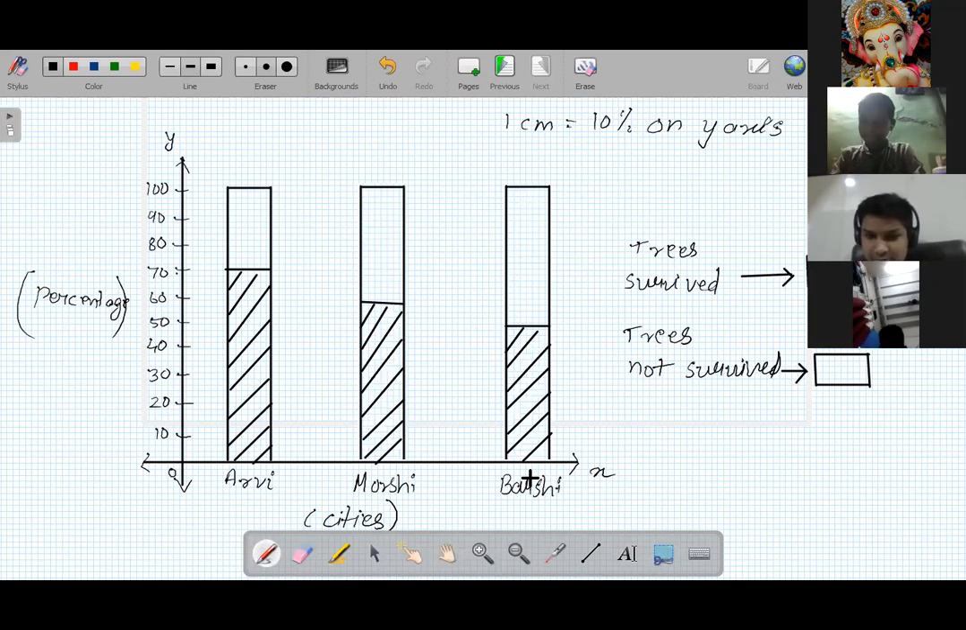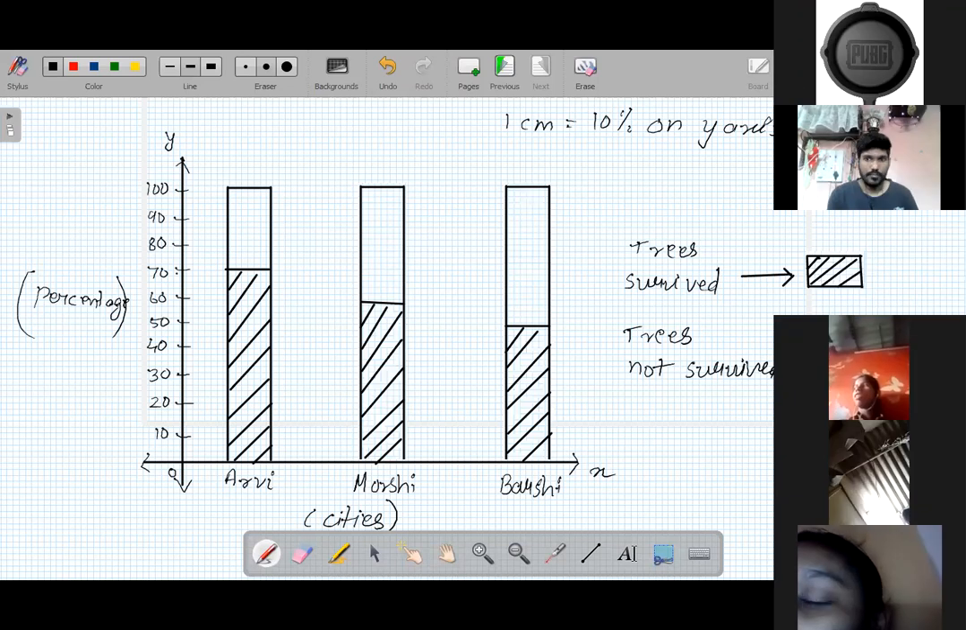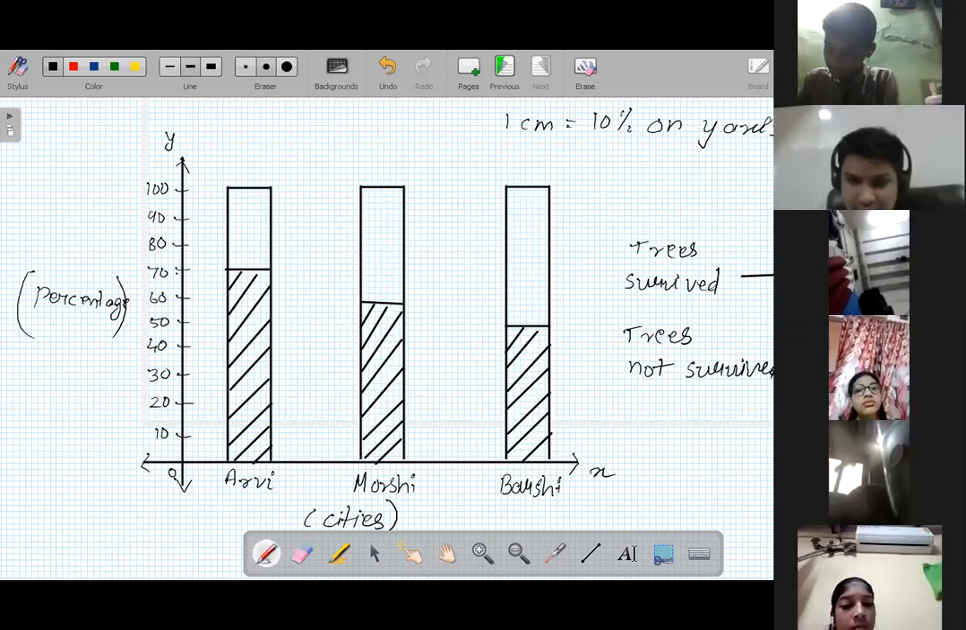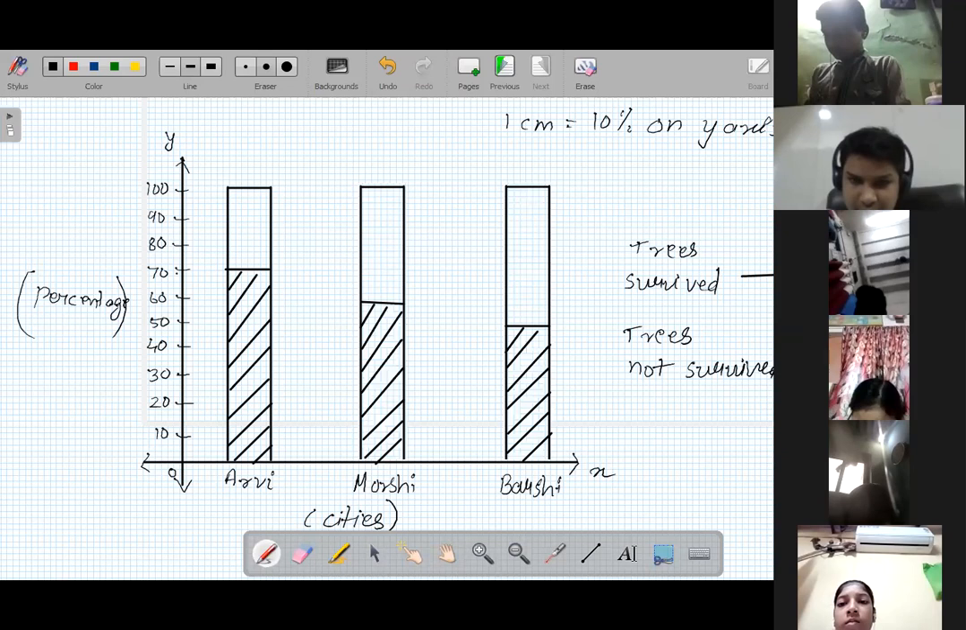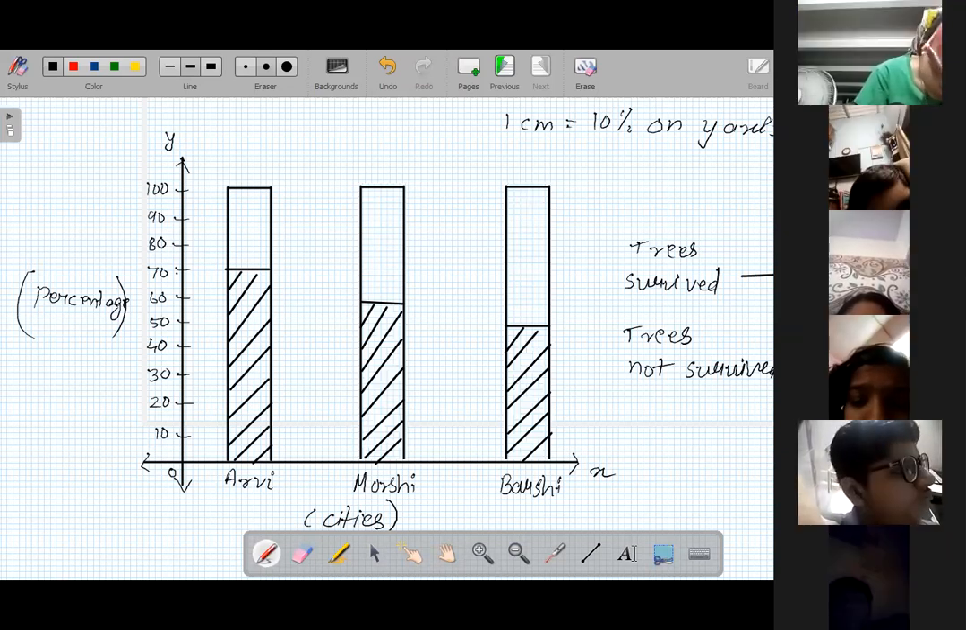Is this clear? Have you all done the graphs? Yes or no? Yes, sir. Ria, have you done the graph?